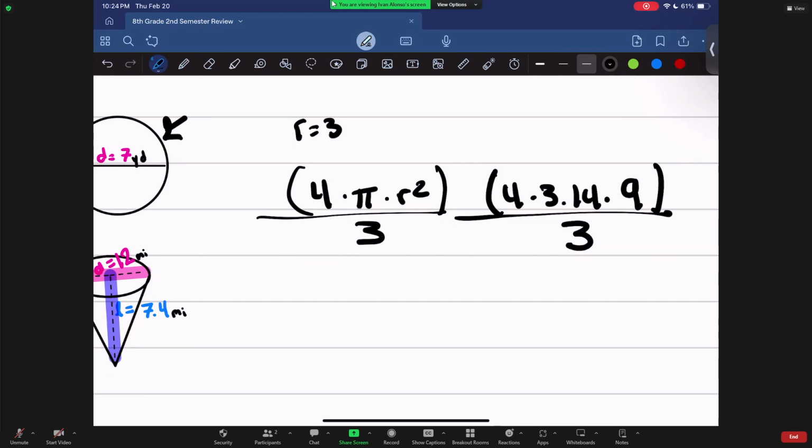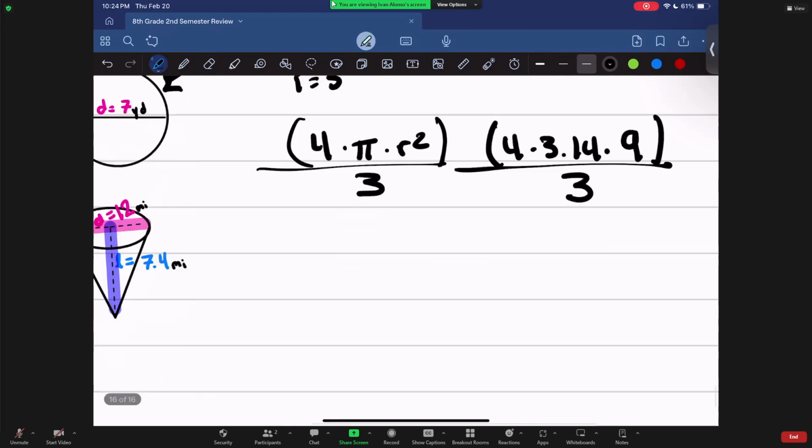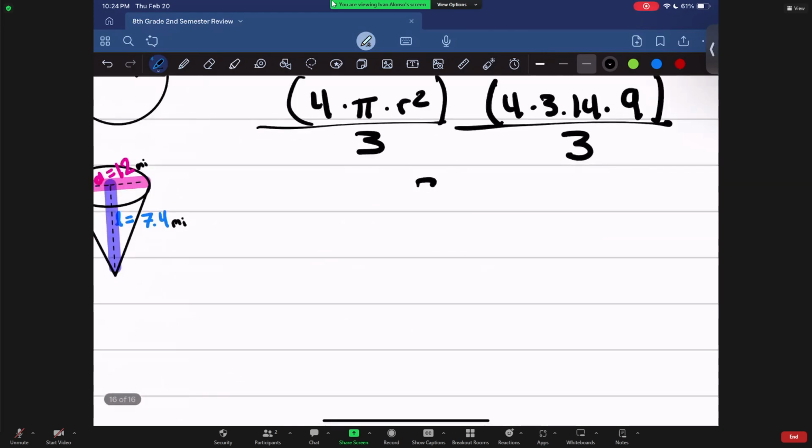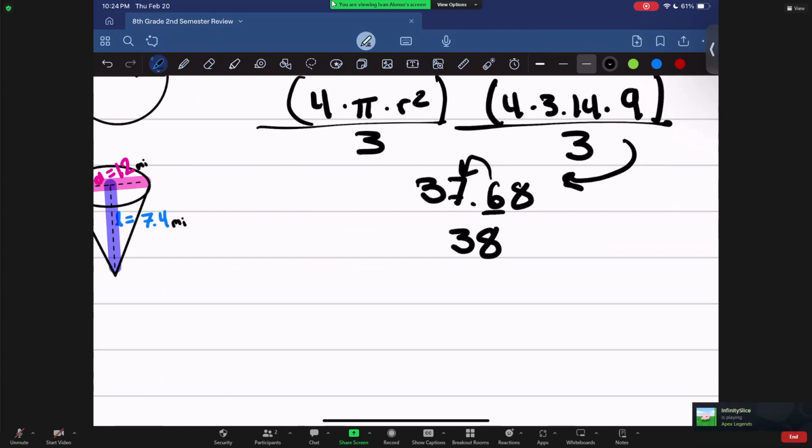4, 3. This is 37.68. I just plugged it into the calculator, right? But this is what this equals. We're going to be rounding to the nearest whole number from now on. So this is 38, okay? This is the next decimal. It rounds this up to 38. So that's that.